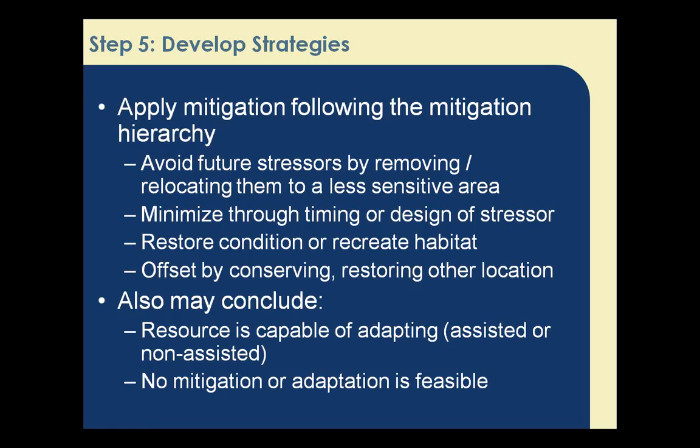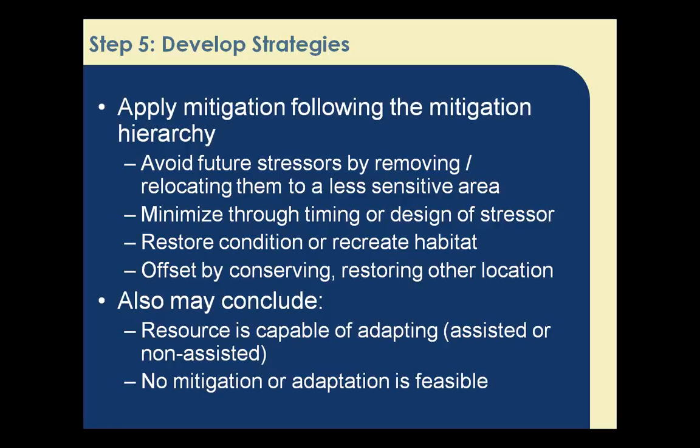So getting in a little deeper on the strategies, very much about following the mitigation hierarchy. We want to avoid future stressors by removing or relocating them where we can. We want to minimize through timing or design of the stressor. We want to restore condition or recreate habitat, or we want to offset by conserving or restoring in a different location other than where the impact is happening. So that's all pretty traditional mitigation hierarchy. And again, the idea in the literature about climate adaptation is first thing is minimize all the current stressors that you possibly can, because that will give your resources more resiliency to the climate changes that are happening.